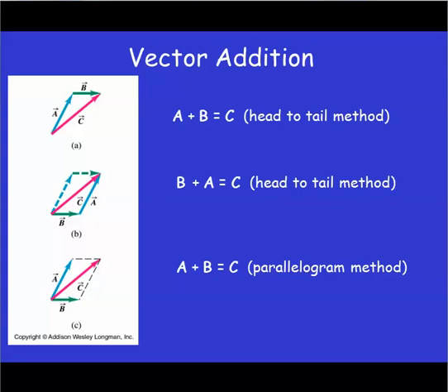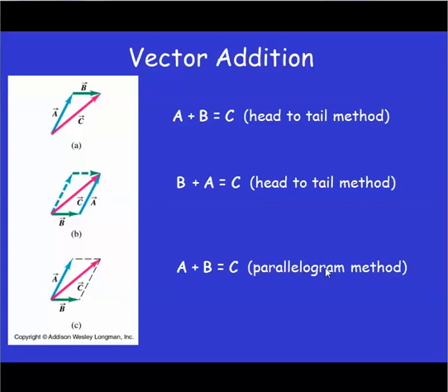Now, there are at least 3 ways to look at geometric vector addition. One of the methods is the head to tail method. So you draw the first vector, then you draw the second vector with its tail at the head of the first vector. And it doesn't matter which order you draw them in. The result is C. That's the vector sum of A plus B.